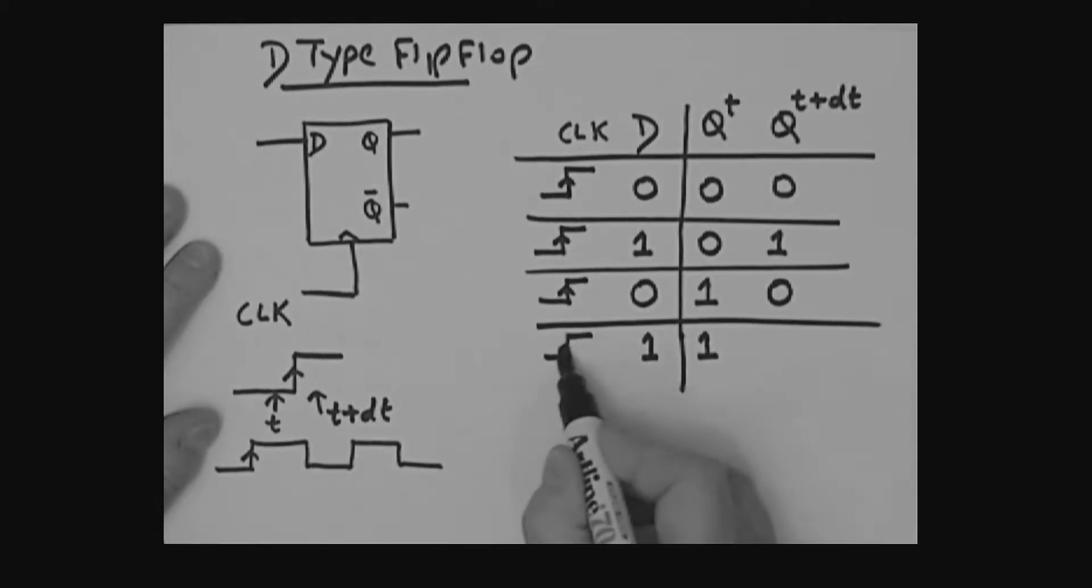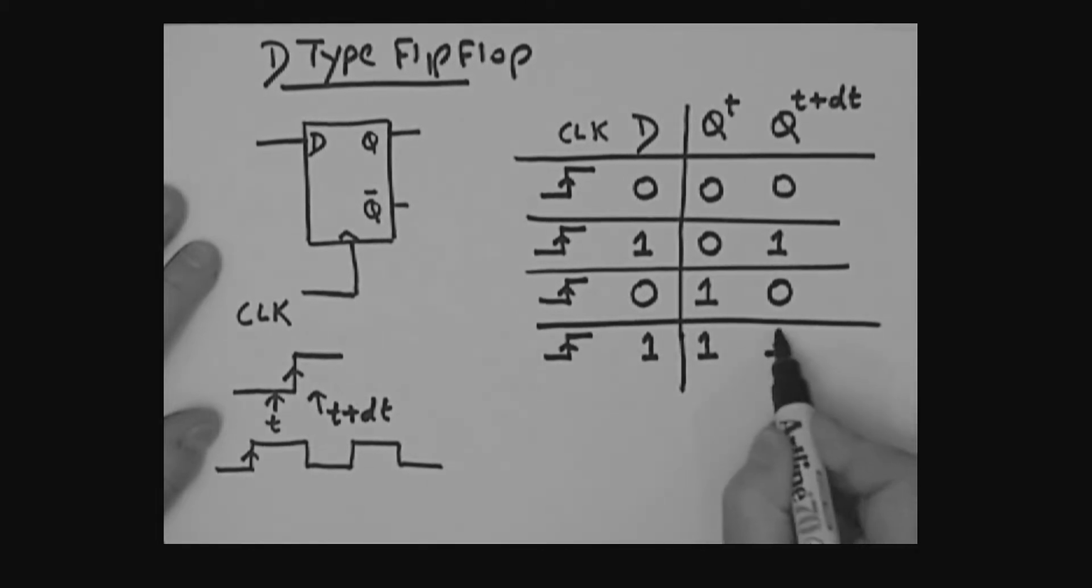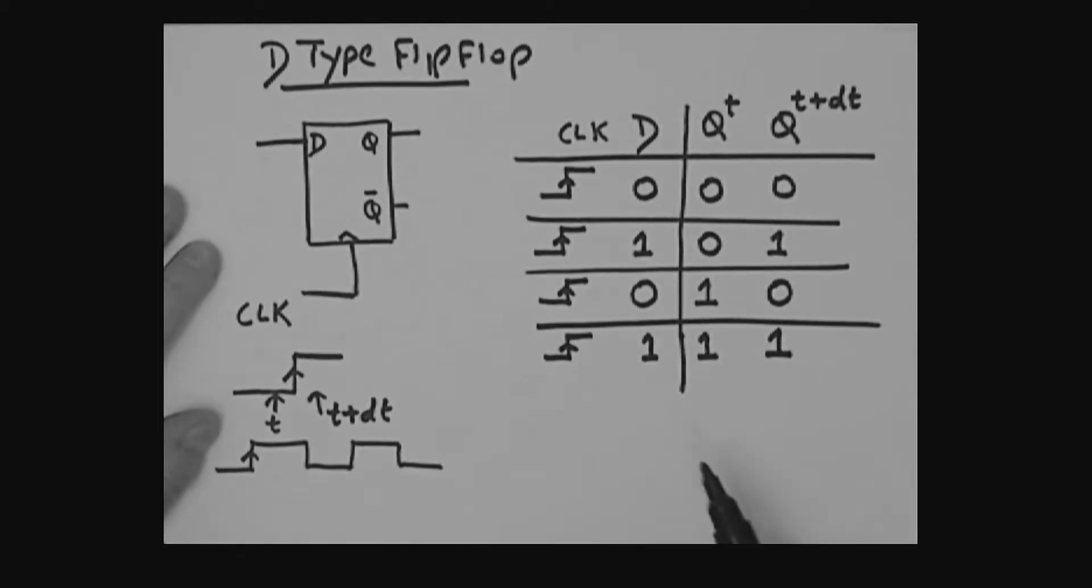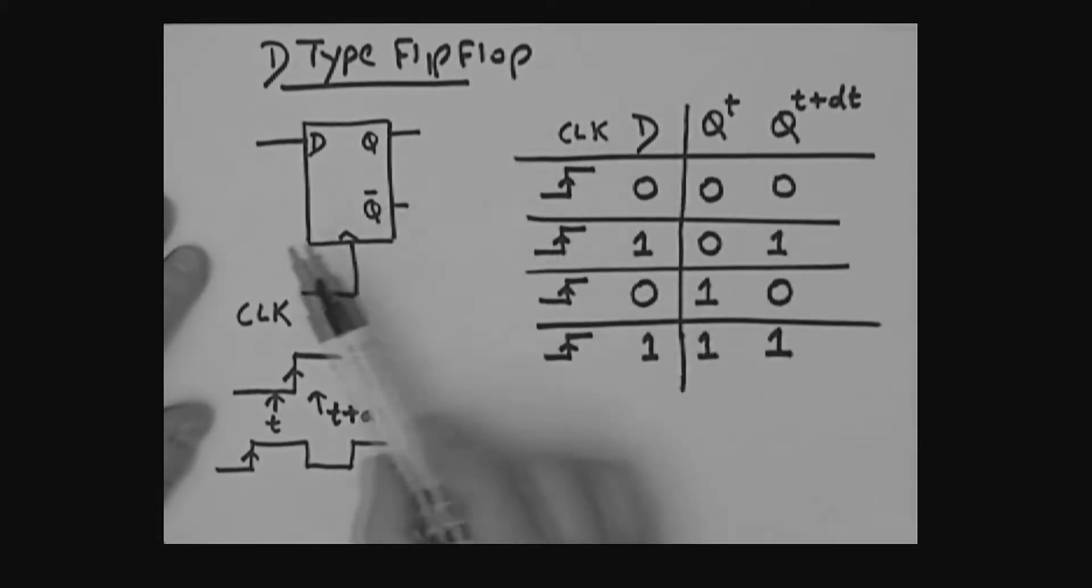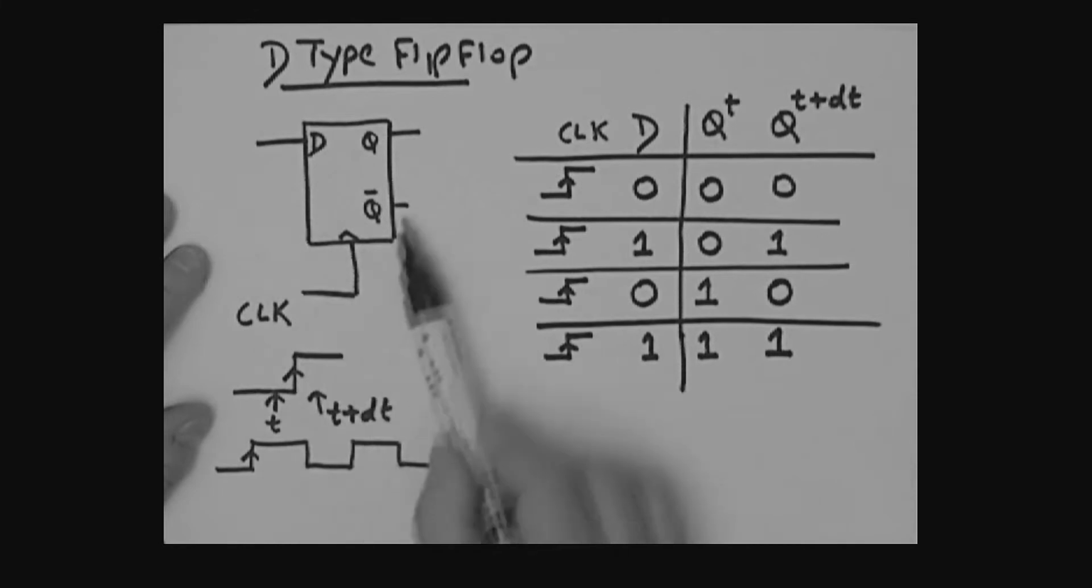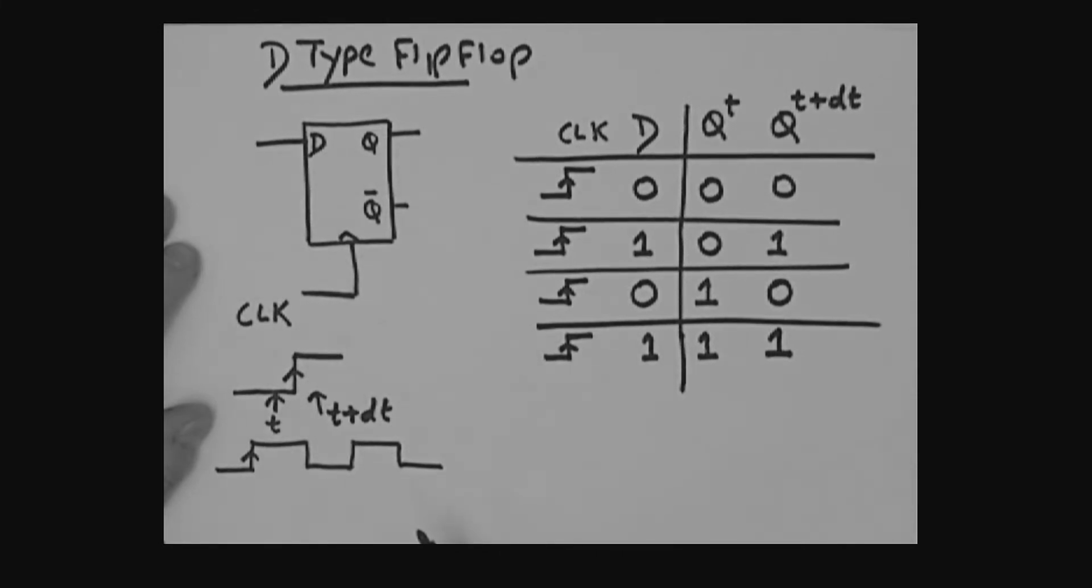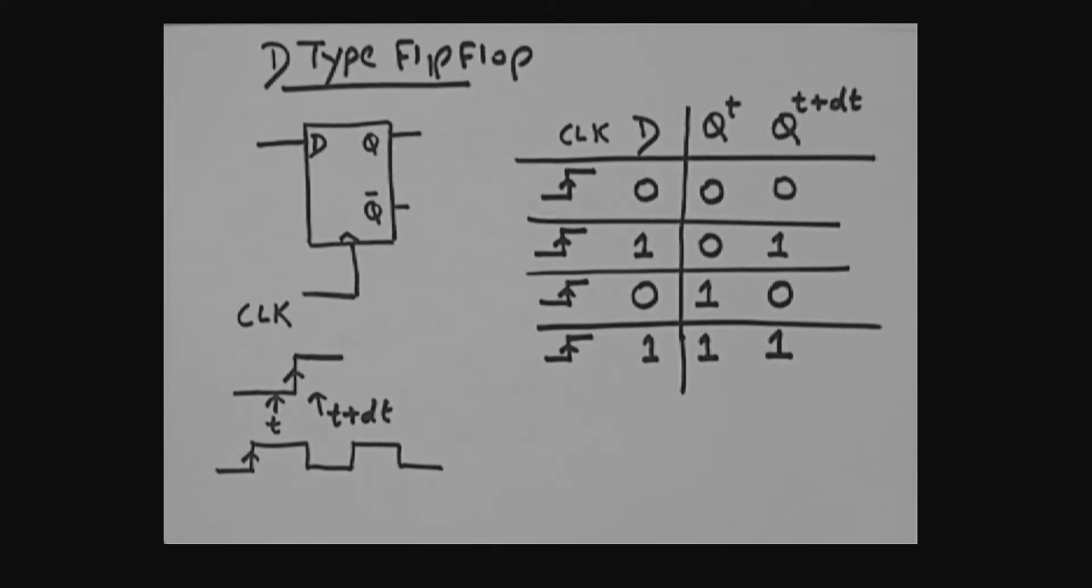I get the leading edge of the clock. I wouldn't expect Q to change. I would expect Q to become a 1 again. All right, so you need to understand how this D-type flip-flop is operating. It is an edge-triggered device. This Q output cannot change until you get a leading edge of the clock.